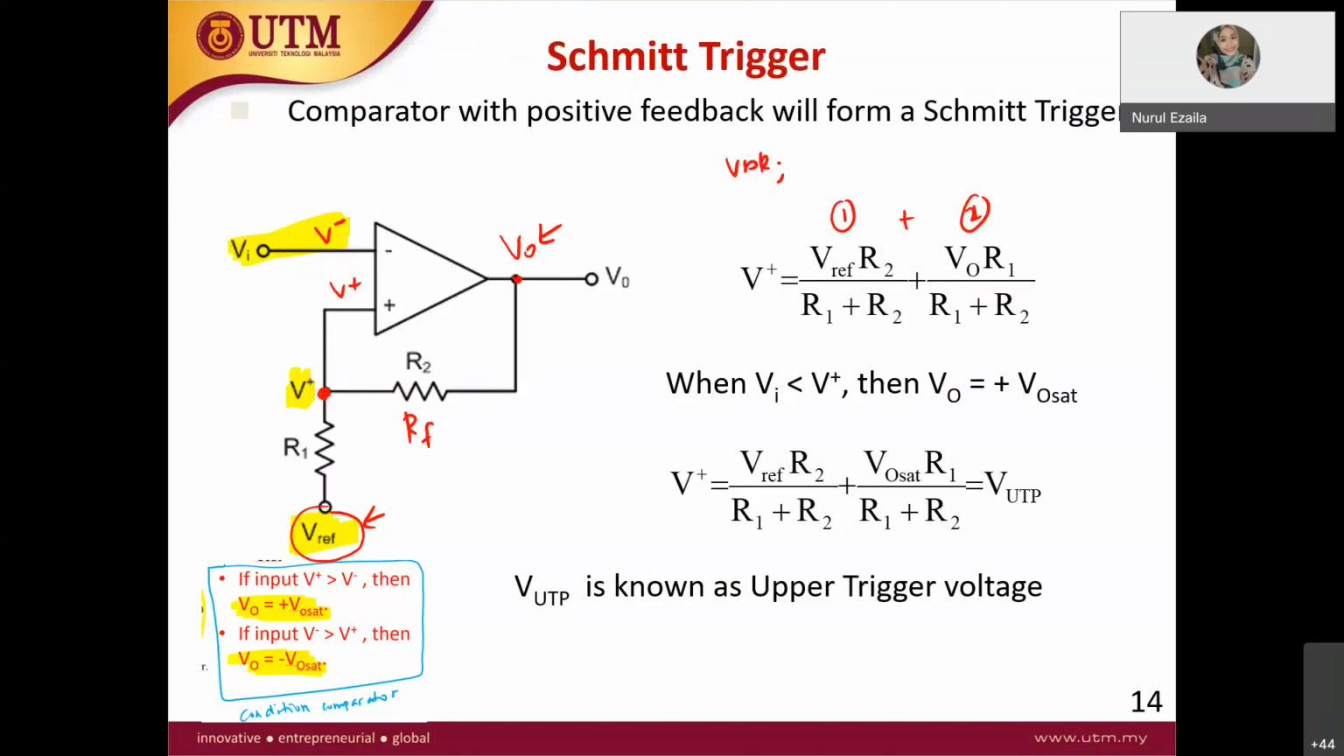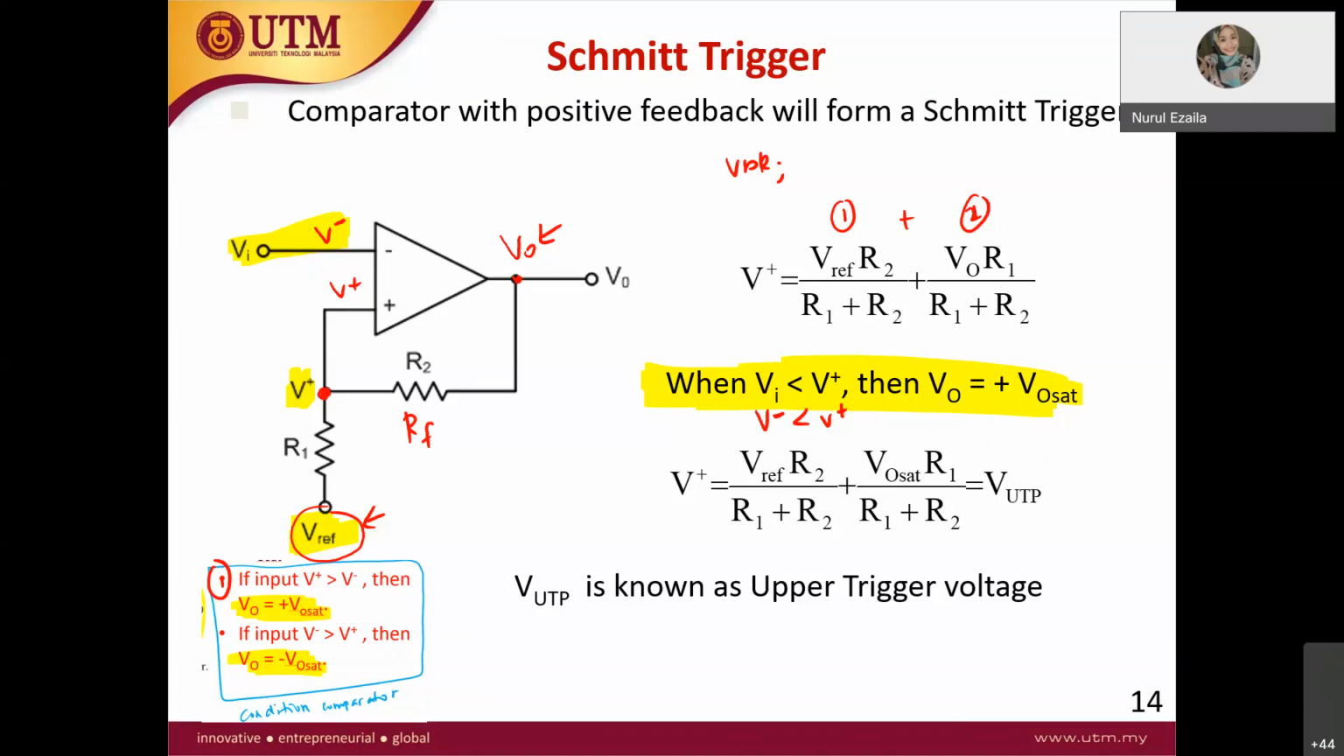Okay, so this condition is the same as in the table below. When V in is less than V plus, V out is equal to the V out saturation. Why is it said so? Because V in is actually V minus, so the statement actually means V minus is less than V plus. Look at the table here, it is the first condition: V in less than V plus gives V out saturation. So this is what is meant by the condition.